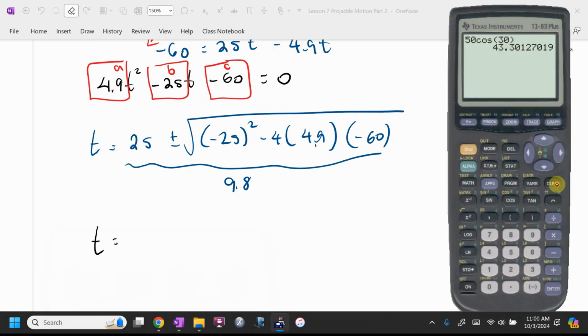I don't have the fraction button, so I got to put the top in brackets. 25 plus the square root of 25. I know it's negative 25 squared, but a negative squared is a positive, so I'm going to be lazy and just not write the negative. Minus 4 times 4.9 times negative 60. Close off the square root. Close off the top. Divided by 9.8. Let me go looking for typos. I think I missed a times there. Minus 4 times 4.9. Do y'all get 6.8814?